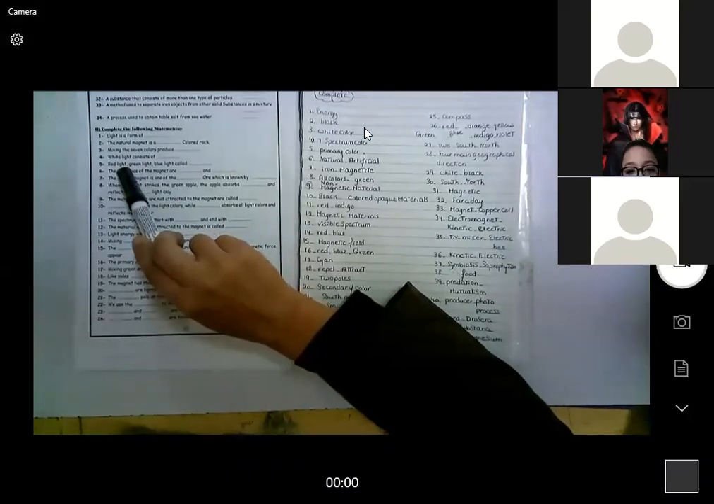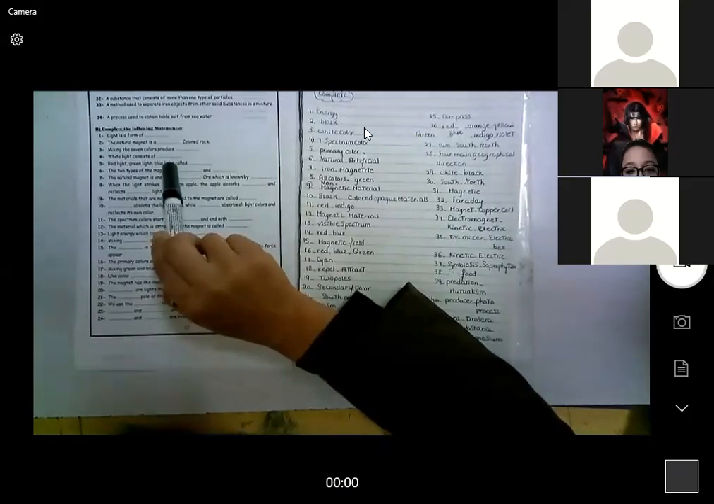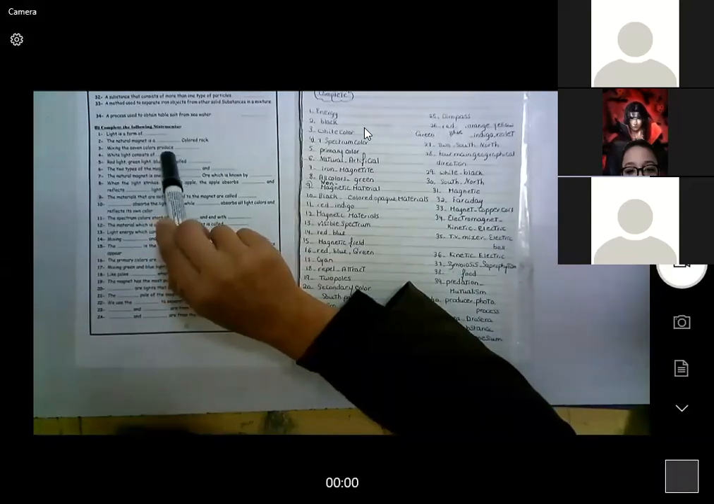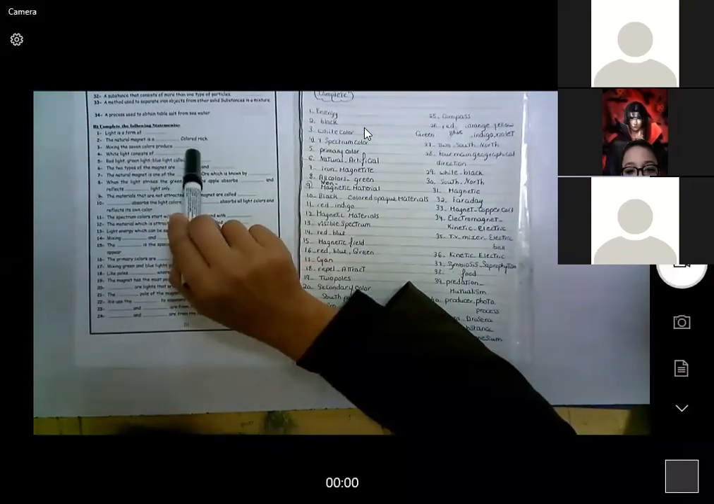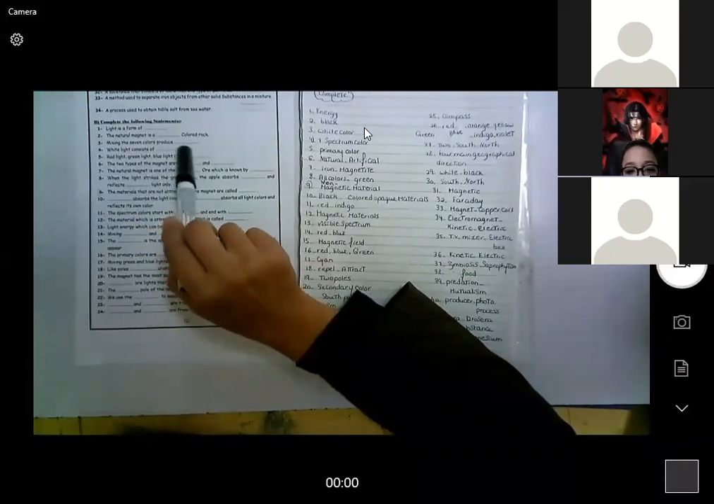If it's white, giving you what? 7 colors, yes. Or the 7 spectral colors, or if you write rainbow it is correct. If you write 7 spectrum colors it is right. If you write rainbow it is also right. So 3 is the opposite of 4. 7 colors giving white, white giving 7 colors.